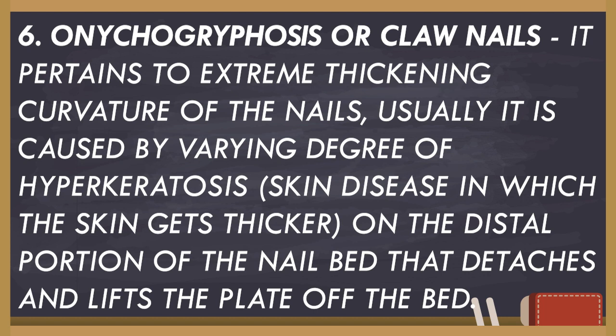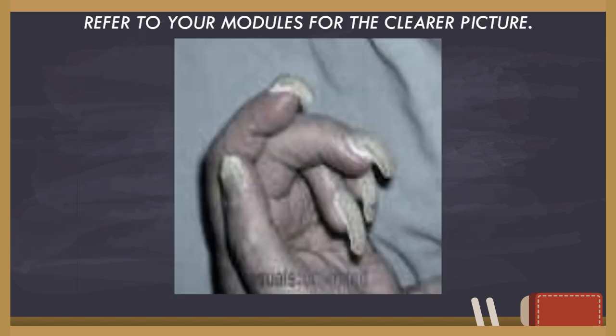And last, onychogryposis or claw nails. It pertains to extreme thickening and curvature of the nails. Usually it is caused by varying degrees of hyperkeratosis, or skin disease in which the skin gets thicker on the distal portion of the nail bed that detaches and lifts the plate off the bed.